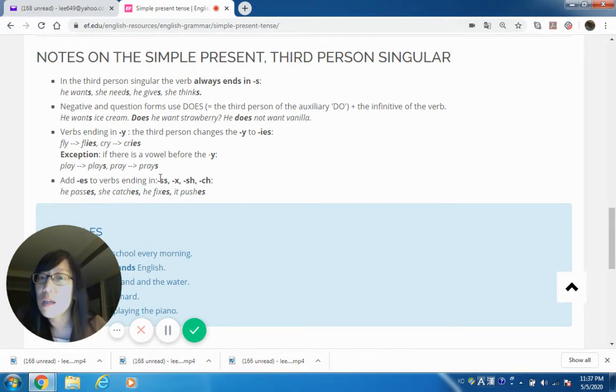And when do you add ES to the verb ending? When it ends with the letter S, this one has SS, same thing. So when the verb ends with the letter S, X, CH, or SH, and sometimes O. That's why do, does, go, goes. He passes. She catches. He fixes. He pushes.